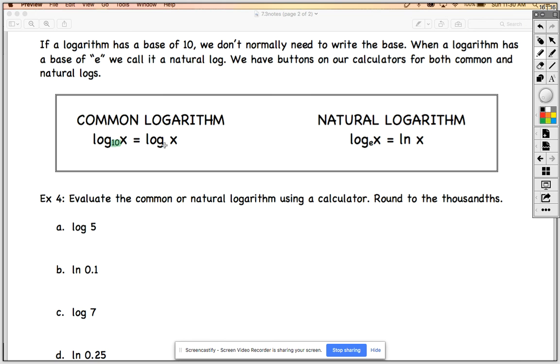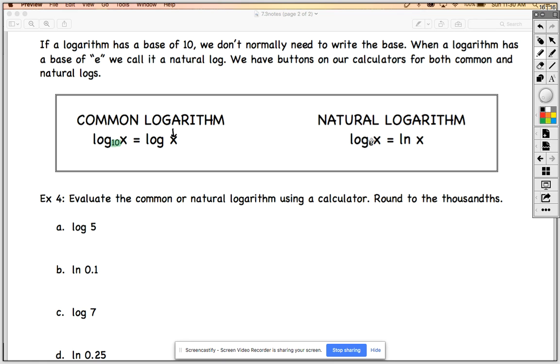And you're basically figuring out 10 to what power gives us this number here. And luckily, when we have a common log, we can do it on the calculator. Unlike in example 3, all of those ones that we went through, there's no button on our calculator for a base of 9 or a base of 2 or a base of 15, whatever our base is. We only have a button on our calculator for a base of 10.